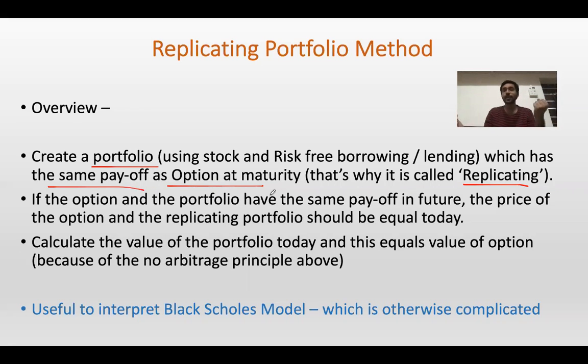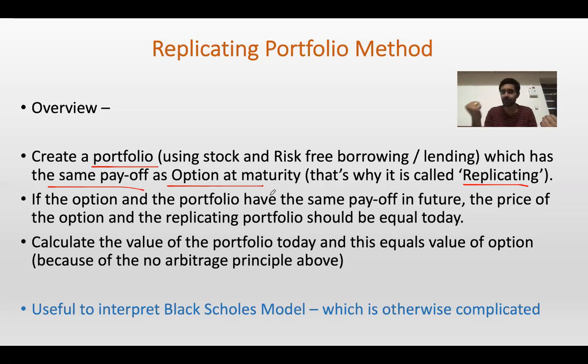Which means the price of the replicating portfolio today should be equal to the price of the option, right? And we do not know the price of the option, right? What we are trying to essentially find out through the binomial model is the price of the option, which is nothing but the premium that the holder should pay to the writer, right?